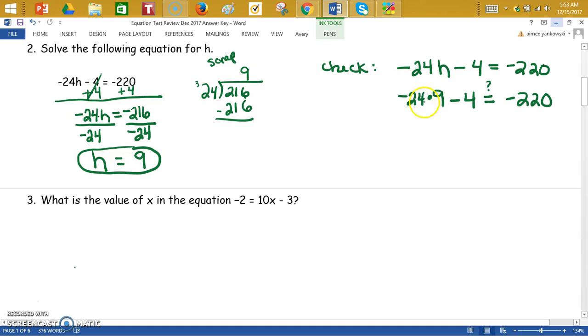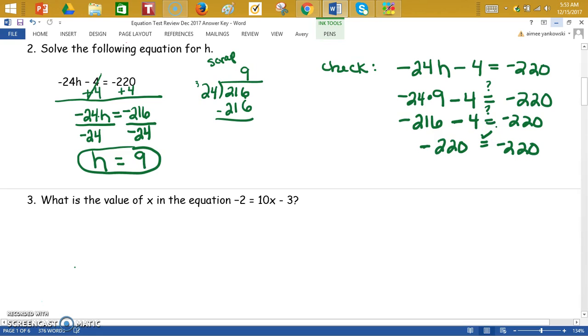So now I'm going to simplify this side of the equal sign. Negative 24 times 9, 24 times 9 I know is 216. A negative times a positive is a negative 216, minus 4 more. I'm hoping that's negative 220. Negative 216 minus 4 more. Signs are the same, I find the sum, I keep the sign. So I add 216 and 4. I get 220. All I have running around is negative signs. That's still a negative 220.